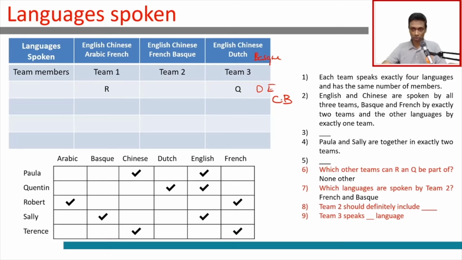Wonderful. So team 3 speaks Basque also. Team 2 should definitely include it. So let's think about this. Team 2 speaks English, Chinese, French, Basque. Only one person speaks Basque. That is Sally. So Sally should definitely sit here. And team 3 also speaks Basque. So Sally should sit here also.